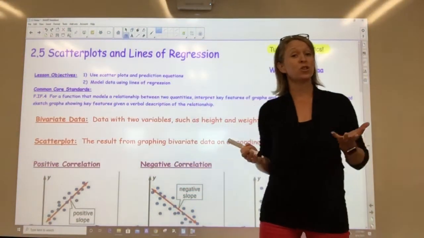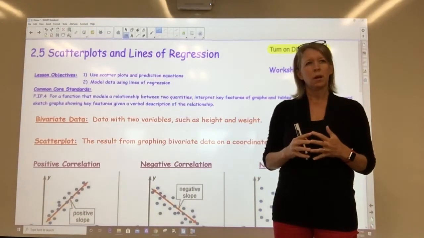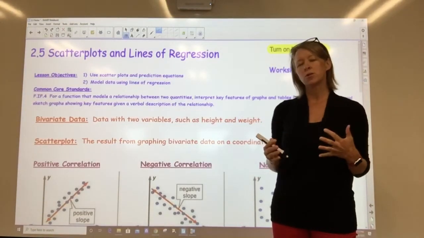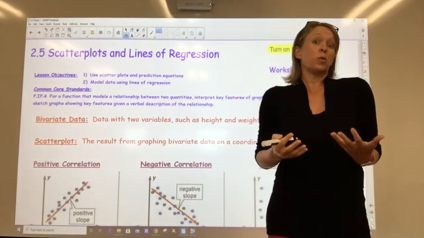Okay, we're going to start section 2.5 today. This is typically a pretty tricky lesson for students. This is kind of one of the first lessons we go over in Honors Algebra 2 where we start running into something that isn't really review for you.